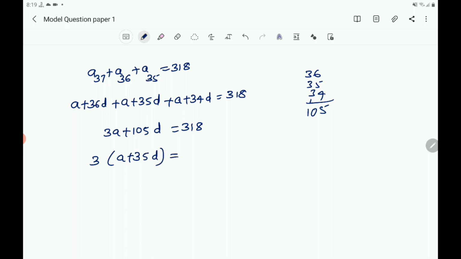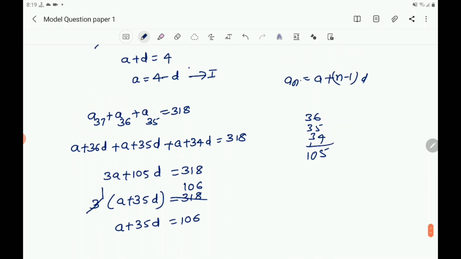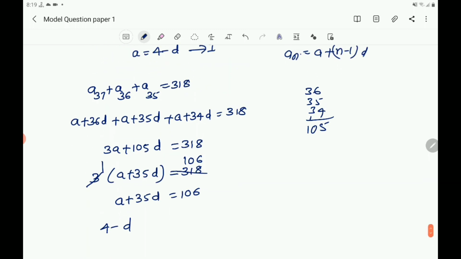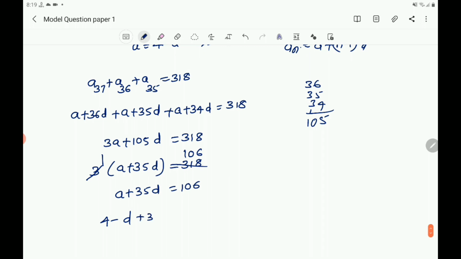35D equals what? 318, you write. Then you can cancel 3 ones, 3 ones 3, 0, 6. So you got that A plus 35D equals 106. Then in the place of A, you write 4 minus D. That is from the first relation. 4 minus D plus 35D equals 106.